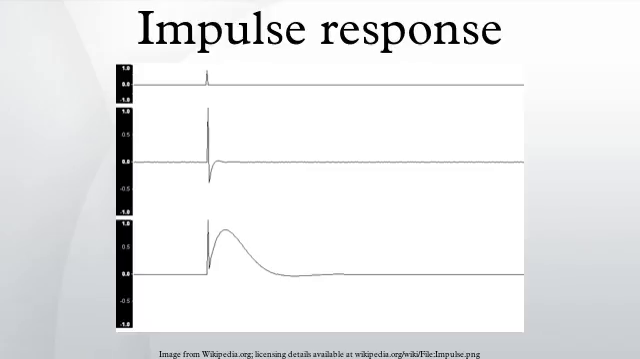In signal processing, the impulse response, or impulse response function, of a dynamic system is its output when presented with a brief input signal, called an impulse. More generally, an impulse response refers to the reaction of any dynamic system in response to some external change. In both cases, the impulse response describes the reaction of the system as a function of time.